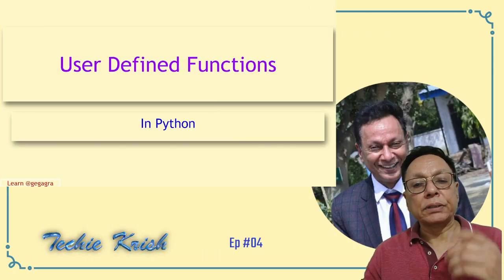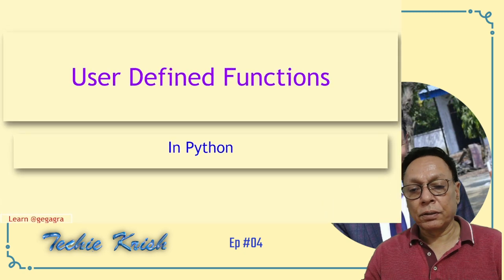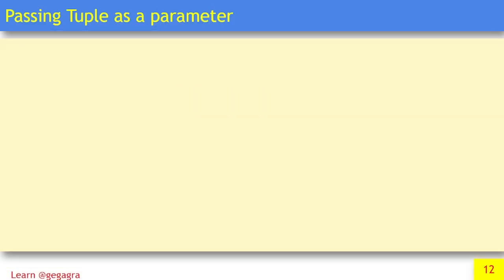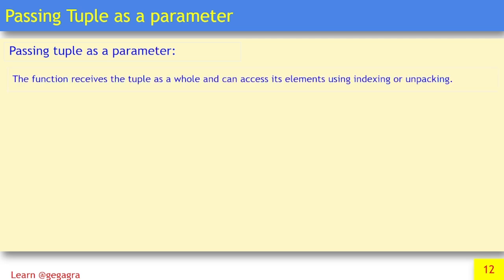So here I'm going to discuss user-defined functions. Let's zoom the slide, and now I'm going to pass a tuple as a parameter to a user-defined function. So, passing tuple as a parameter. What happens when you pass a tuple as parameter? The function receives the tuple as a whole and can access its elements using indexing or unpacking. Means on the basis of index within the function, we'll be able to access the elements of the tuple.